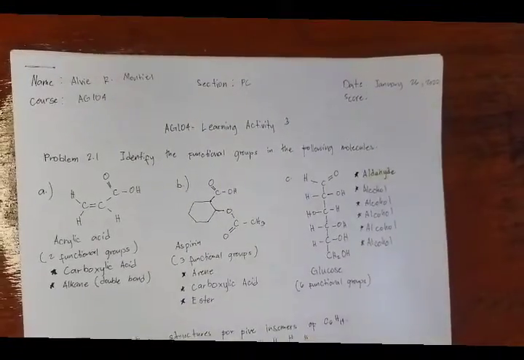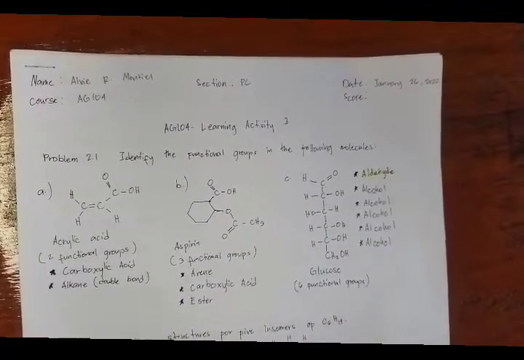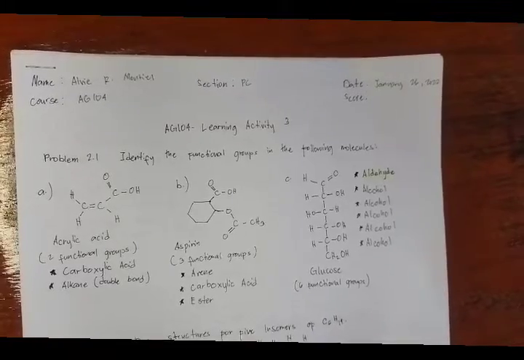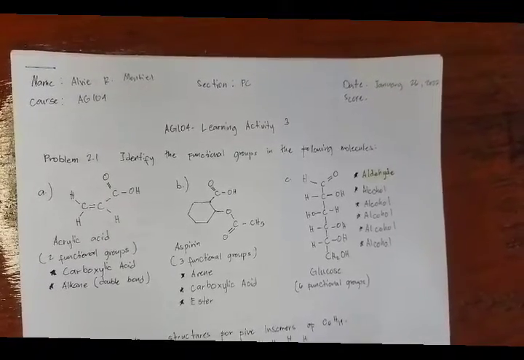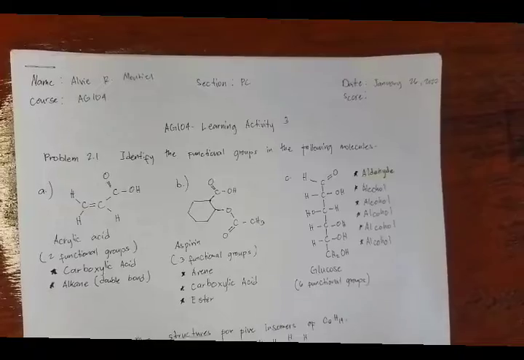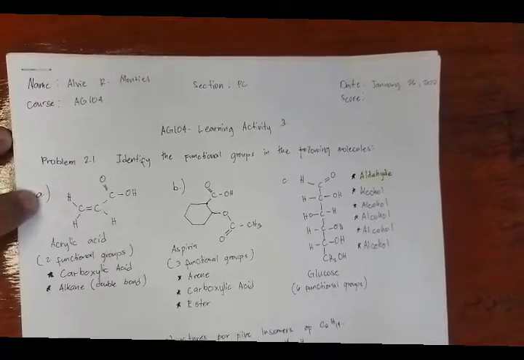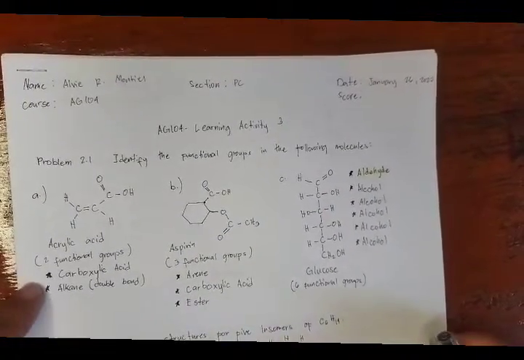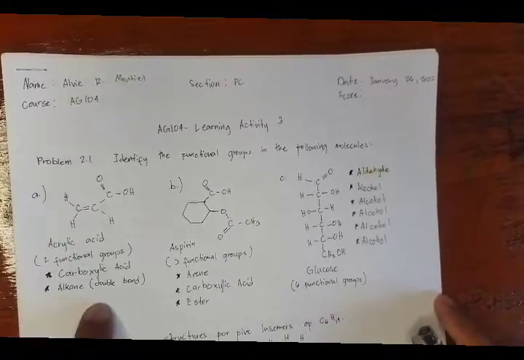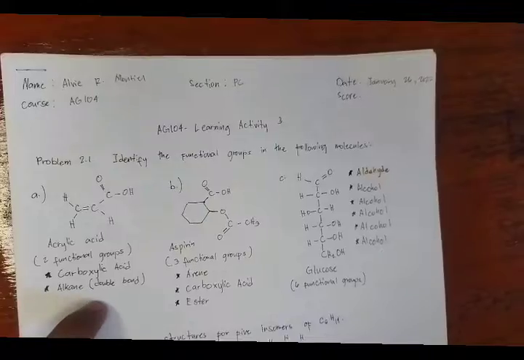To begin with, we see here on activity 3, problem 2.1, we are going to identify the functional groups of the following molecule. So we have here A, the functional groups in acrylic acid. What you see there, I was able to answer two functional groups, the carboxylic acid and the alkene double bond. So how did I come up with that?